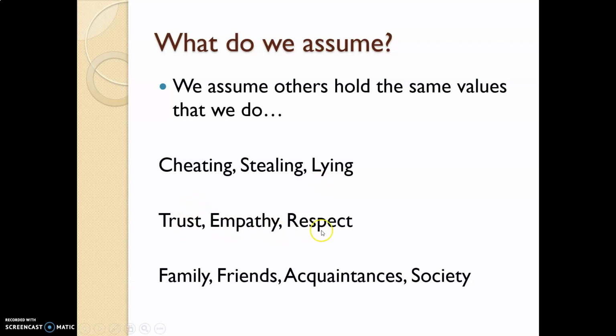And we do the same with these terms too: trust, empathy, respect, family, friends, acquaintances, and society. The interesting part of this is so many people assume that everybody puts family first, but it's not the case. Oftentimes, people will put friends first or even society first, and then that creates an interesting discussion at the table.